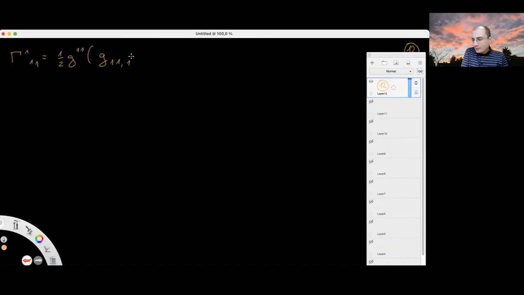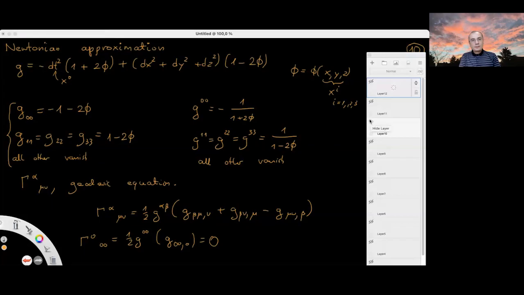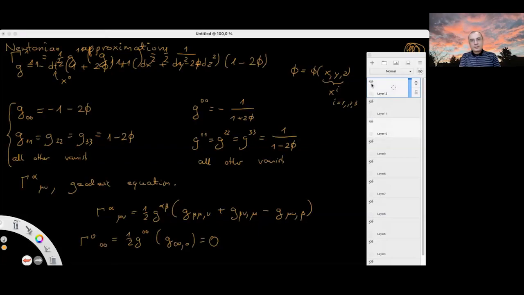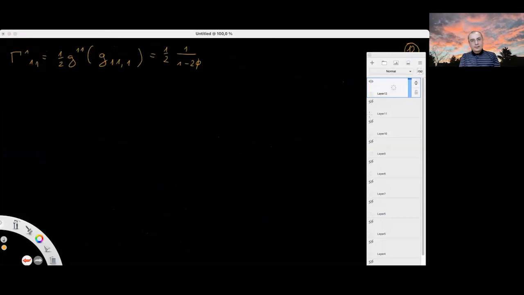Again, we have three terms which boil down just to this one over here because we have three identical indices. And that's 1 half, 1 over 1 minus 2 phi, I think with a minus. Here we have 1 over 1, that's minus 2 phi_1 over 1. It's minus phi_1 over 1 minus 2 phi, and we can approximate this as minus phi_1. And obviously, we can repeat it for the other two spatial indices.